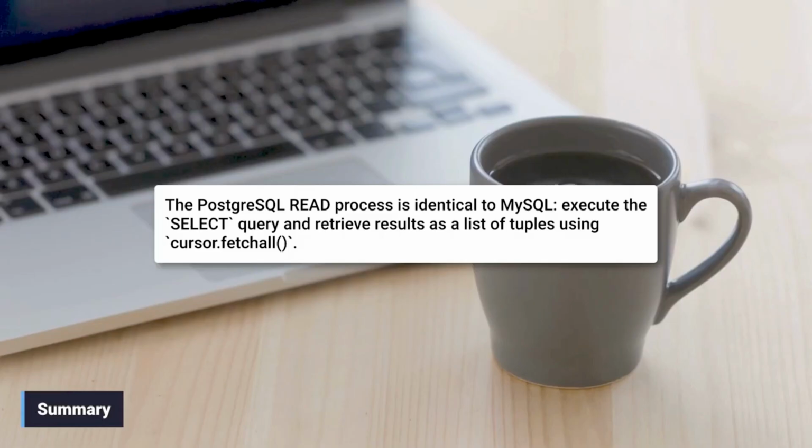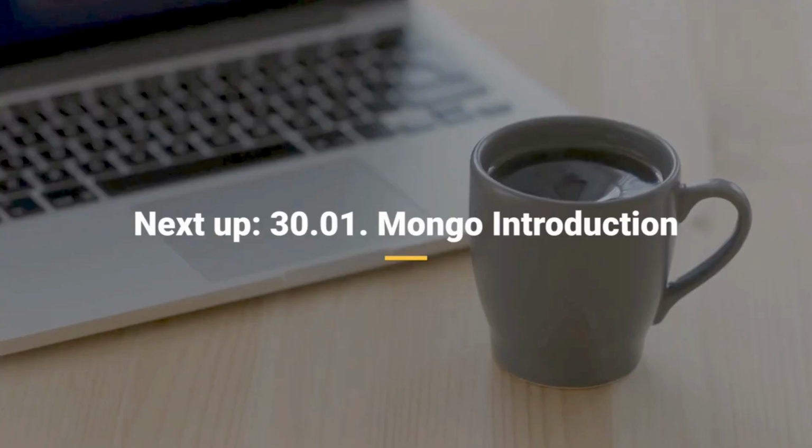To summarize, you now have experience connecting to and manipulating data in two major relational database systems, MySQL and PostgreSQL. In the next section, we shift gears dramatically to the world of NoSQL with MongoDB, where we will work with flexible JSON-like documents instead of rigid tables. Our next lecture 30.01, Mongo Introduction. See you there.